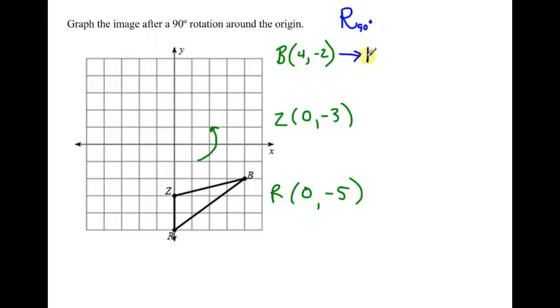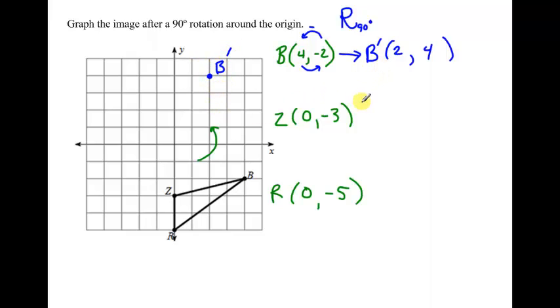Okay, so now my B prime, if I follow my rule, I'm going to move this y coordinate. I'm moving him to the front, but I'm also negating him. Now notice he's already negative, so what happens when I negate a negative? I make it a positive 2, and then my x value is just going to move to the back. So that's pretty much my rule. So B prime is going to be at 2, 4. So 2 over and 4 up. Right here is our B prime. And notice it is in quadrant 1.